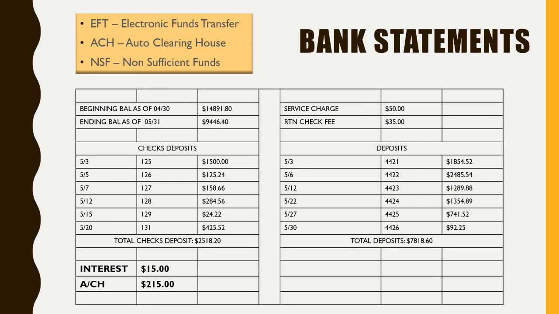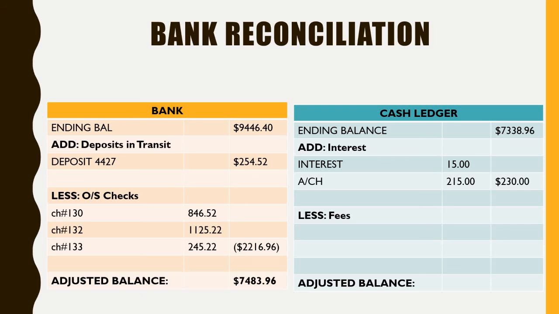So here I've collected so far $15 worth of interest and $215 worth of automated clearinghouse (ACH). Again, those are the two things you're going to plug in here to get the total of $230 that you're going to be adding back, because that is money you've earned by charging your customers additional money on top of that. Okay. And of course, the less is going to be the fees.